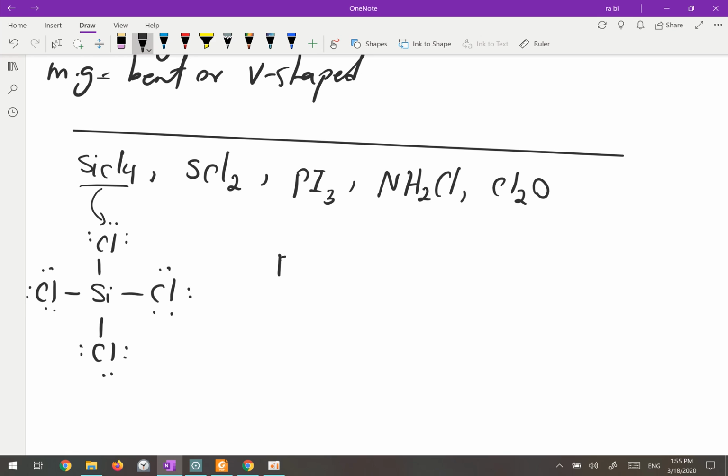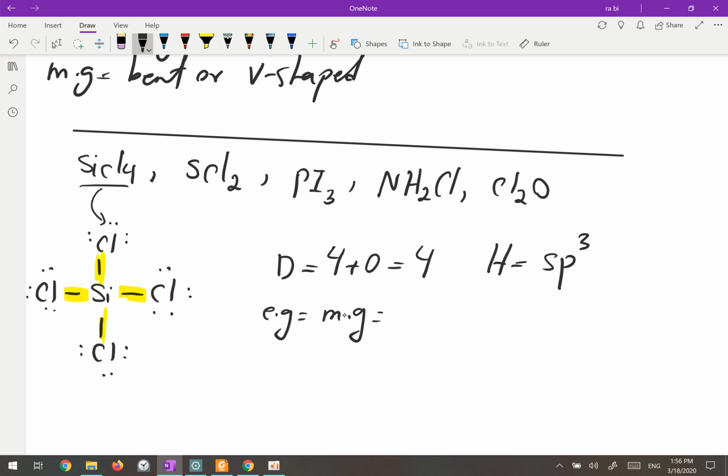The number of the domain for this molecule: 1, 2, 3, 4 bonds, no lone pair, so 4 plus 0, the domain is 4, so the hybridization is sp3. Electronic geometry, same as molecular geometry, they are tetrahedral.